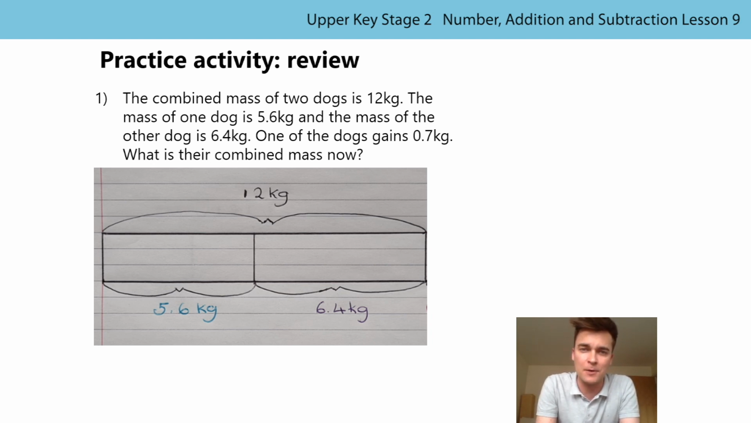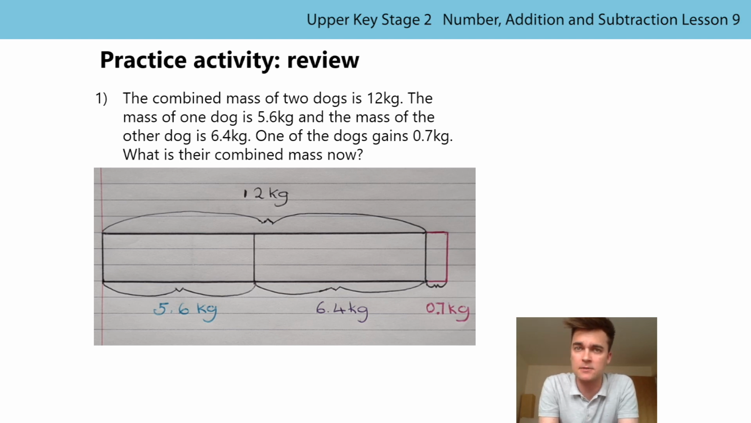When I looked back at the problem, I focused in on the sentence that says one of the dogs gains 0.7 kilograms. Does it matter that we don't know which dog has gained that amount? No, it doesn't matter. We know the combined mass. We know that one of them has increased by 0.7, so we can just increase the combined mass by 0.7 to solve our problem. On my bar model, I chose to draw the extra part on the right-hand side.